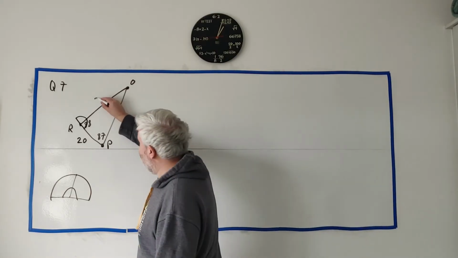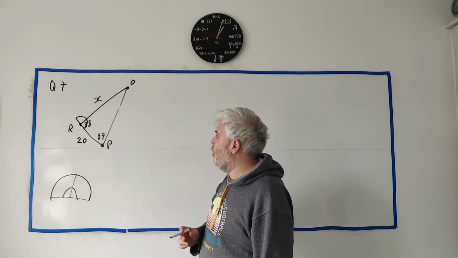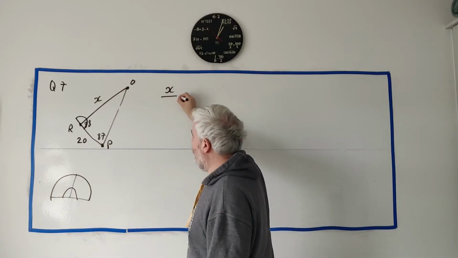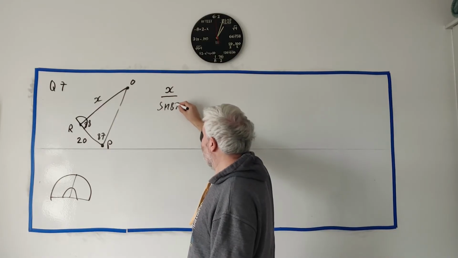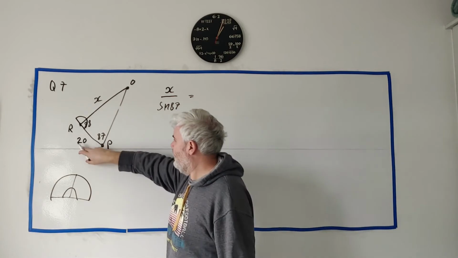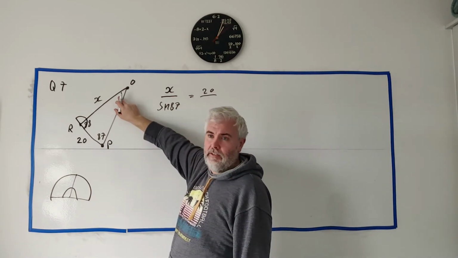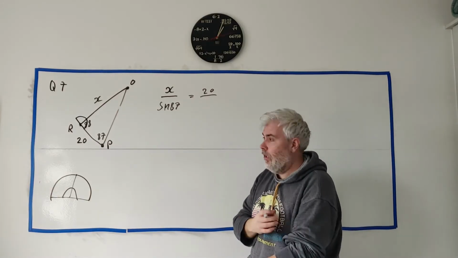I want to know this length, x. So what I need to do for the sine rule would be the length, x, divided by sine of the angle across from it, sine 87, is equal to another length, any other length you want, this is 20 we have, divided by sine of the angle across from it. We're missing that one. So maybe we can't do the sine rule.